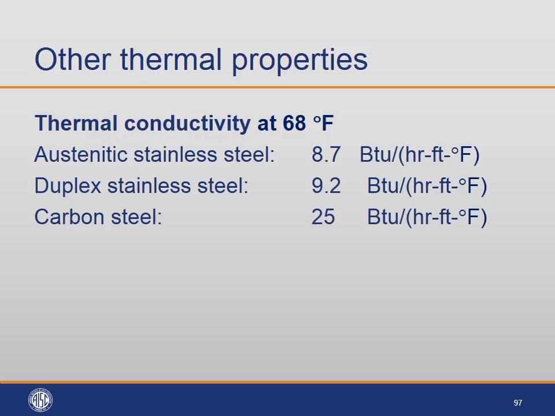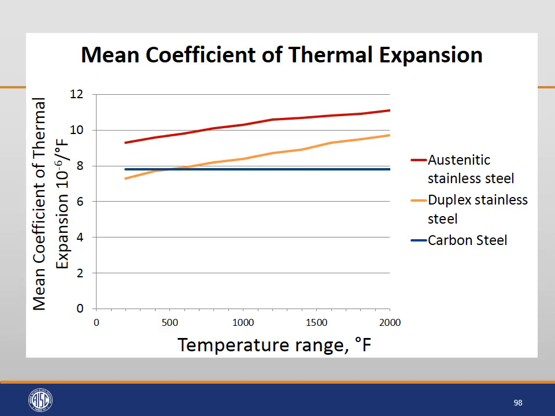Slide 90 shows the mean coefficient of thermal expansion, and it compares the austenitics in red with the duplex and the carbon steel. So again you see some differences. This is due to the different microstructure and alloying content. Austenitic stainless steels do expand at a greater rate than carbon steel.